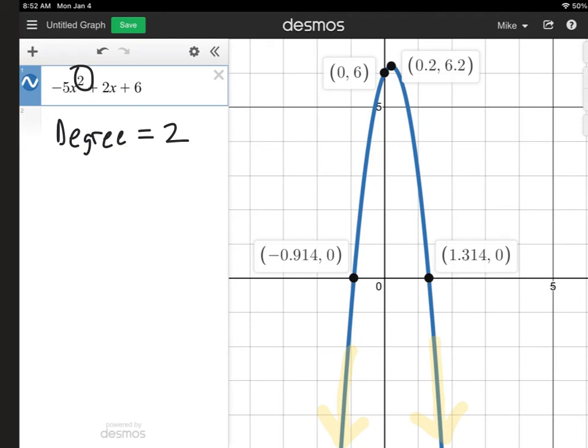Okay, it's an even degree function, so both ends are going to go the same way. If it was 4th degree, both ends would go the same way. If it was 6th degree, both ends would go the same way. Okay, they might both go up, they might both go down.